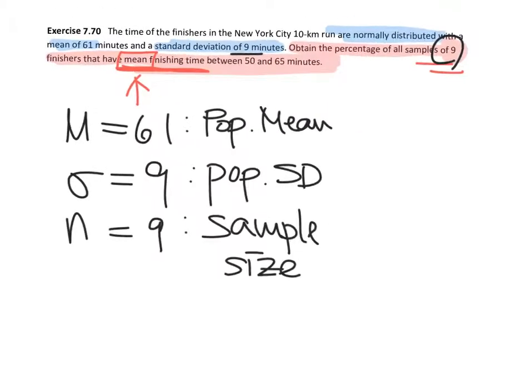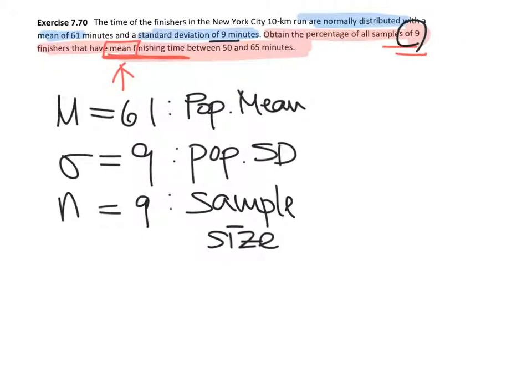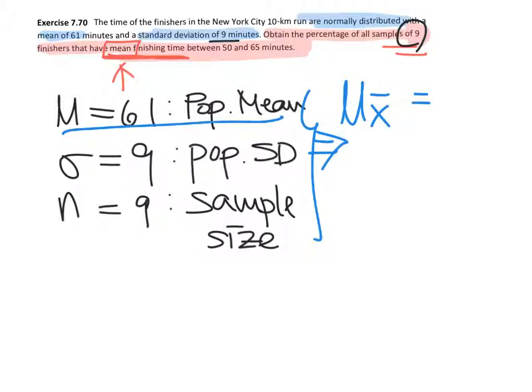Then now, what do we need? The mean of the sample mean. How much do you expect the mean of the sample mean? It will be the same as the population mean, 61. Always, never ever change.